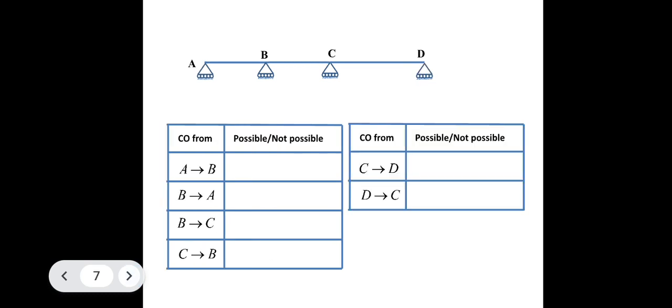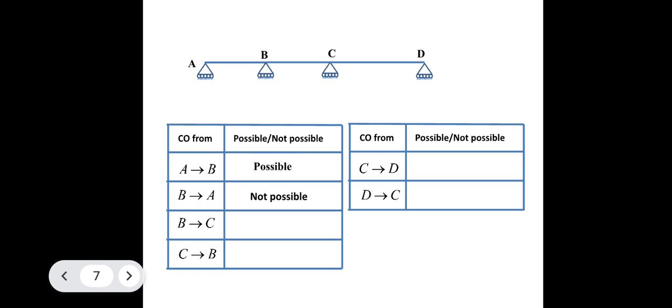Now if we see carryover, if we apply some moment at A, will it be carried over to B? Answer is yes, it will be possible because B is a continuous support. But if we apply some moment at B, it will not be carried over to A because it is simple support. Always remember carryover is possible if far end is fixed or continuous.